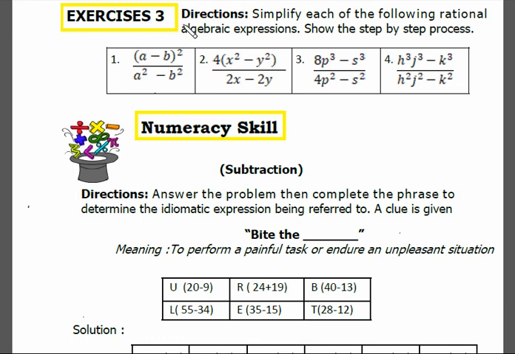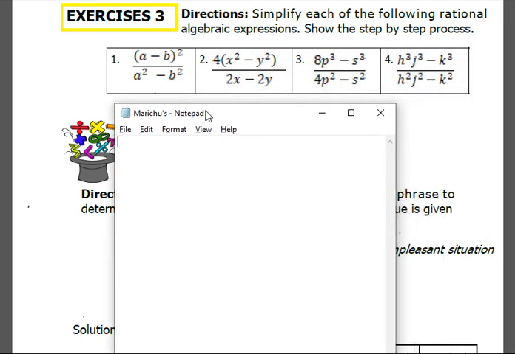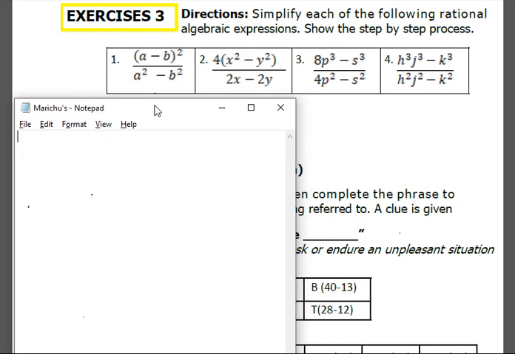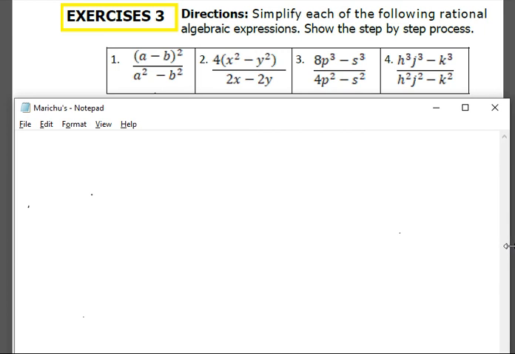Okay, let us continue with exercise number 3. Directions: Simplify each of the following rational algebraic expressions. Show the step-by-step process. Since we have to show the step-by-step process, I have to put here my notepad. Wait for a while. Here. And I will make this wider so we can solve as many numbers as we can. Actually, there are 4 numbers. Okay, so let's start with number 1.